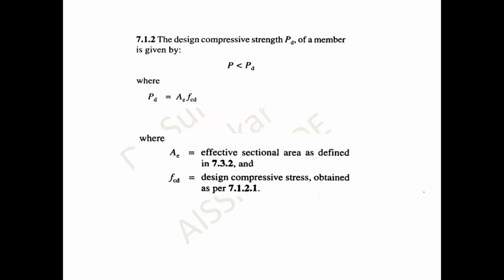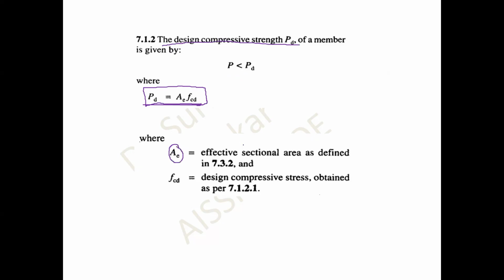So you can see over here. So we have design compressive strength, PD of a member, and that is equal to AE into FCD. So from this, we are going to get compressive strength of the members. Now we have two terms, AE and FCD.